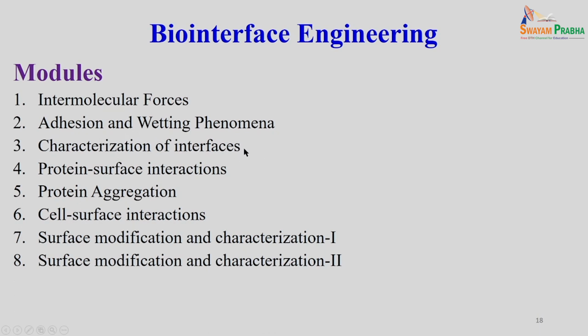Then in the third module we discussed the characterization of interfaces, particularly the surface tension of liquids, then measurement of contact angle, then surface tension of solids. Followed by that we discussed protein surface interactions, the basics of protein, particularly its secondary structure and its basic unit, amino acids. Then we covered what happens during adsorption, what the different intermolecular forces involved during protein adsorption are, and how to quantify or analyze the adsorbed amount of protein. Then we also discussed the kinetics of protein adsorption.